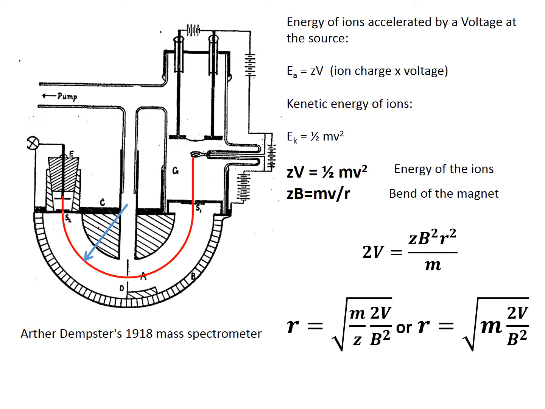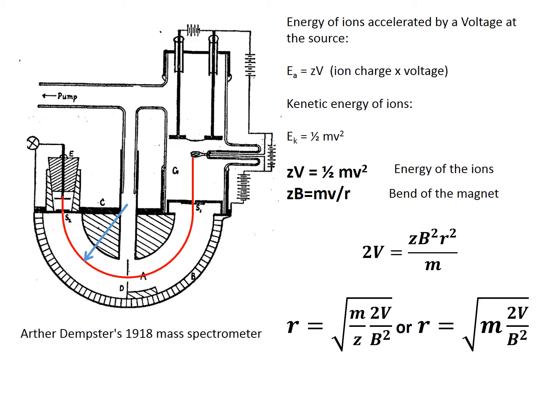So we've just rearranged those equations to show that the radius through which stuff is bent is dependent on the mass, the accelerating voltage and the magnetic field. The accelerating voltage usually doesn't change for any one sample. So if you put two different elements with two different masses on this sample, they would have the same magnetic field and the same accelerating voltage, but the bigger the mass of that ion, the bigger the radius it would be bent through.